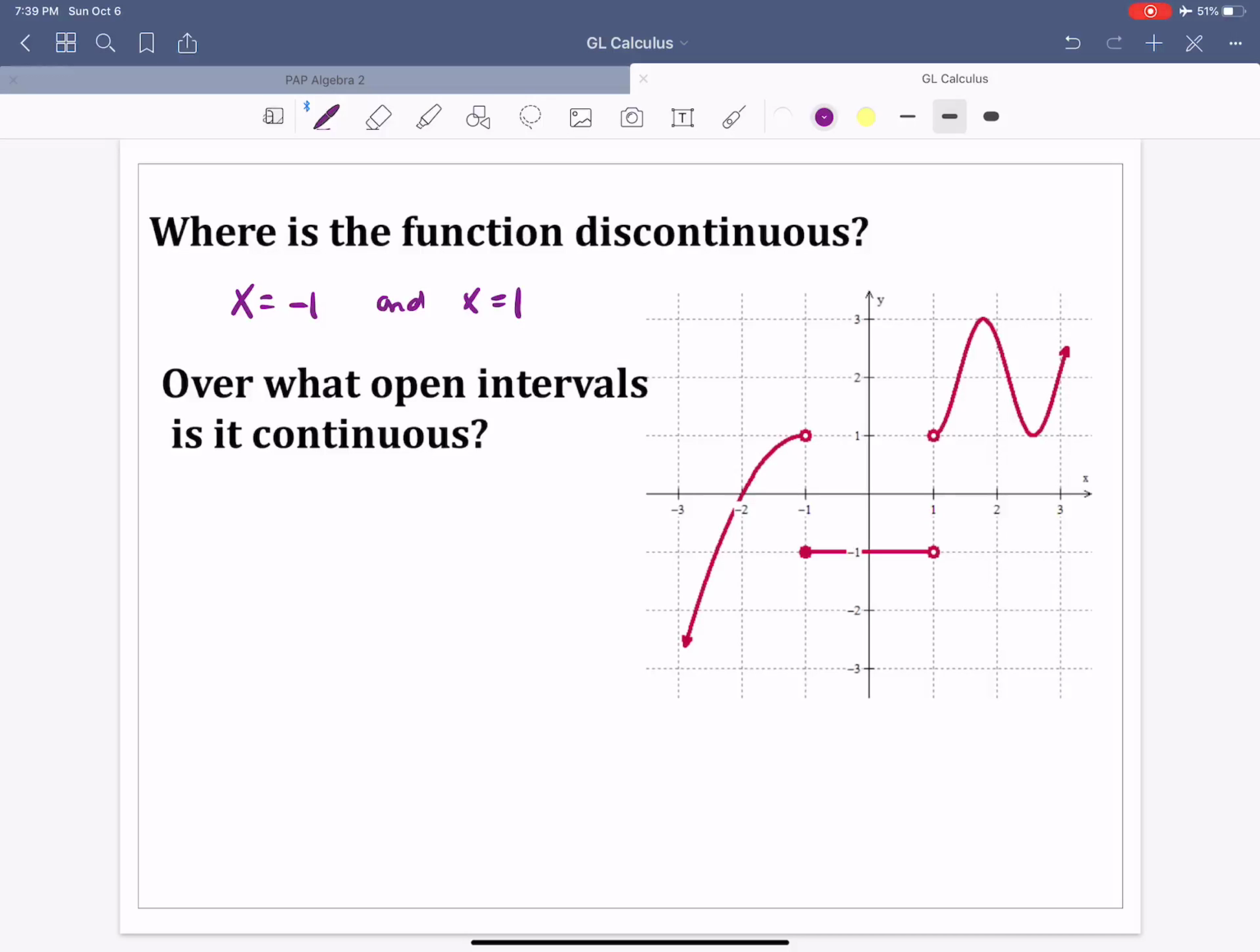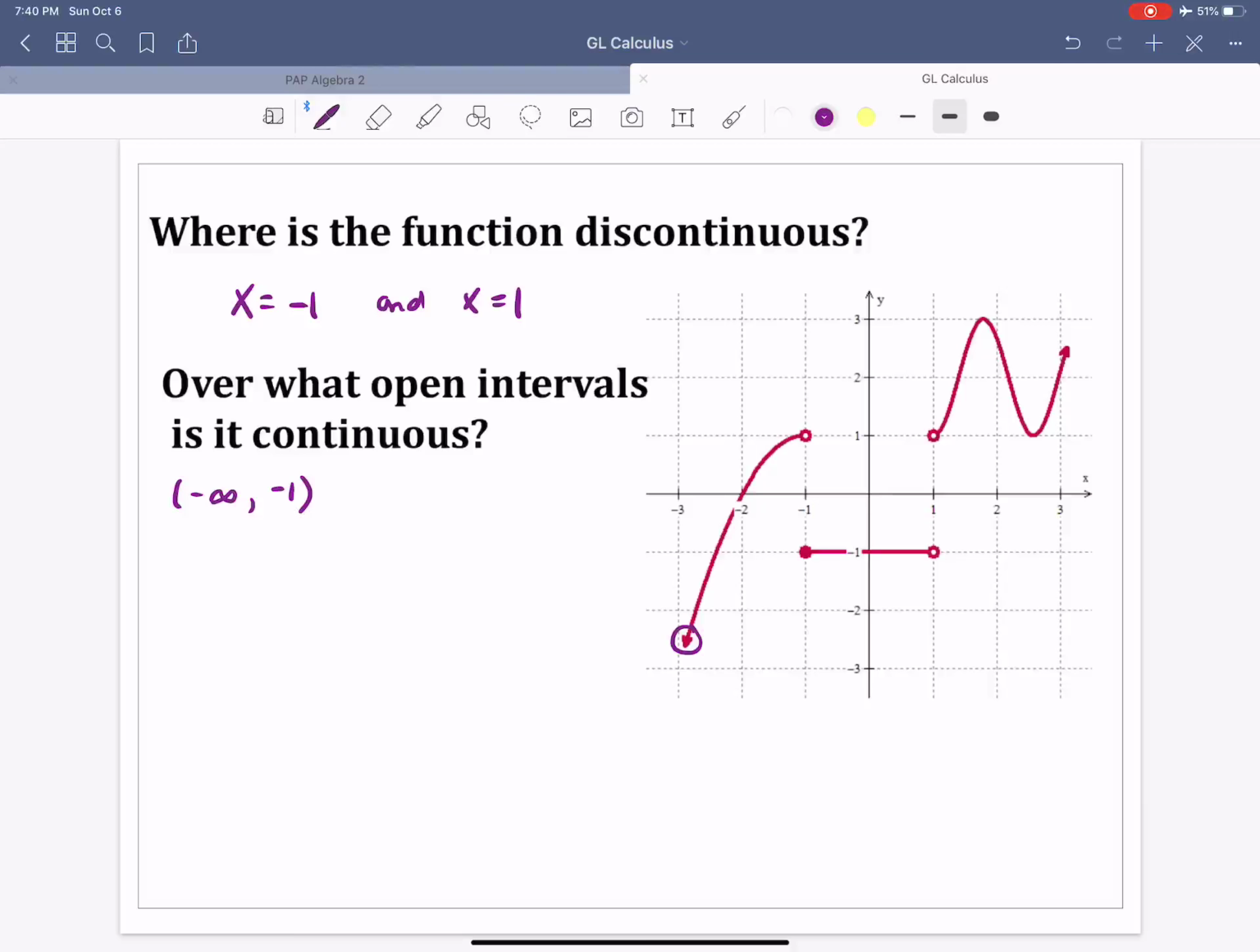Okay, so then over what open intervals is it continuous? That means on what intervals is this function that we have this graph of a continuous function? Okay, so again, start from left to right. Well, we start at negative infinity, because if you look at this arrow down here, that tells us x values approach negative infinity. And remember, we didn't have our first problem until we ran into -1, okay?